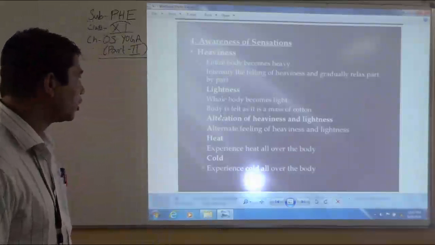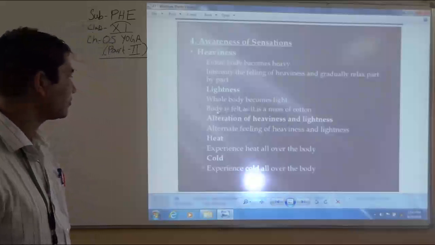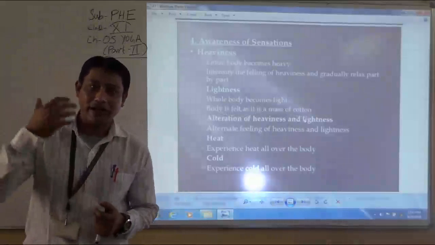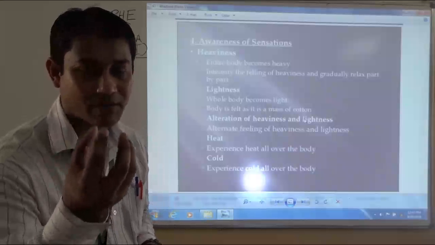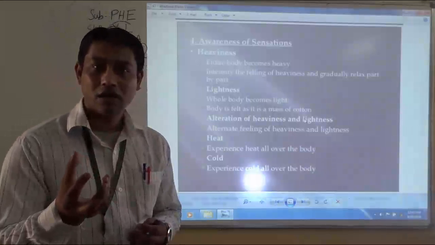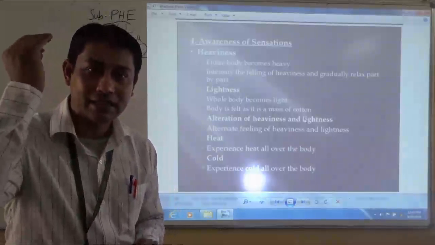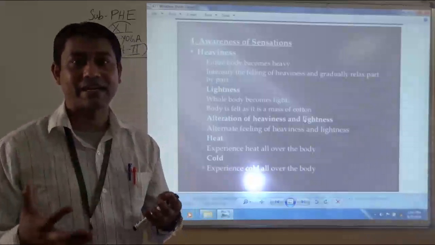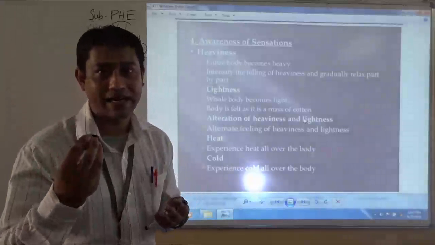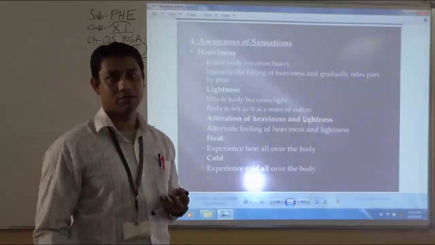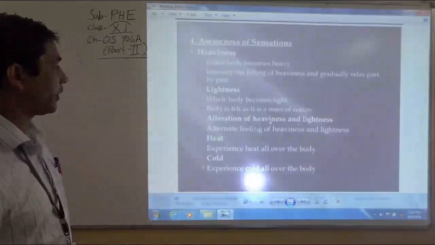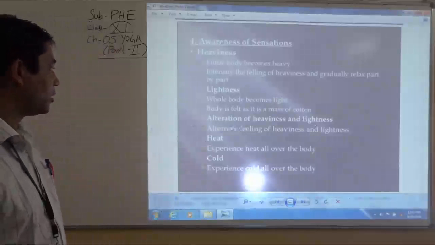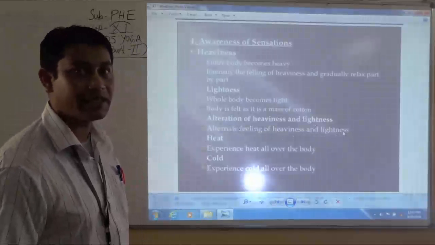Next, under lightness, the whole body becomes light. The body is felt as if it is a mass of cotton. See, the body is correlated here with a piece of cotton. Yog Nidra will provide such relaxation to the body that the subject will realize that his body is very light, as light as a piece of cotton. Next one is alteration of heaviness and lightness. So there will be alteration of heaviness and lightness. An alternate feeling of heaviness and lightness will be coming.